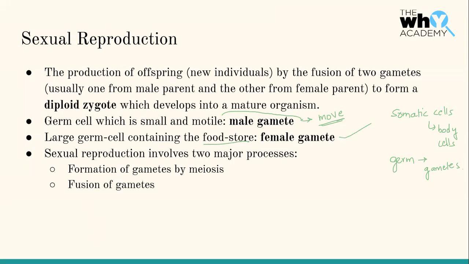Sexual reproduction involves two major processes. What are the processes? The first one would be the formation of gametes, without which you can't have fertilization. This is called fertilization, the fusion of gametes. Meiosis, like I just said, is a reductional division. Do you remember we did meiosis last year in grade 9? Does anybody remember?